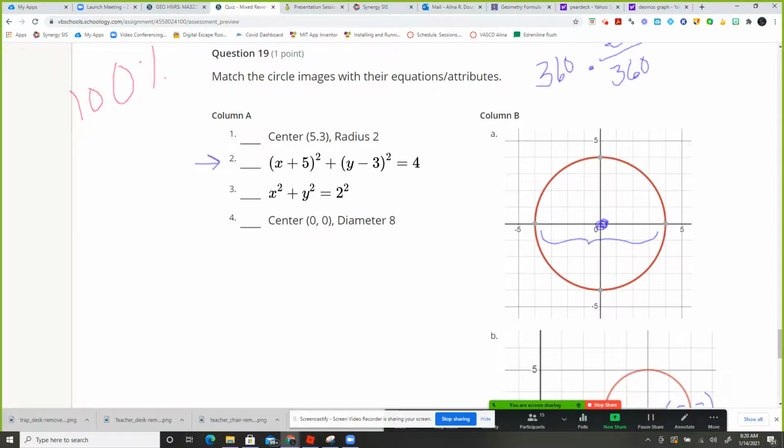So for this one, the center is going to be at (-5, 3) and have a radius of 2, because remember, this is r squared. And then this one is going to have a center of (0, 0). This is where the IXL comes in, right? So this is why I pushed the IXL so hard in the last couple of units, because it really does help with the identification. And then if the diameter is 8, the radius is 4. This question is asking you a lot of things about circle equations.